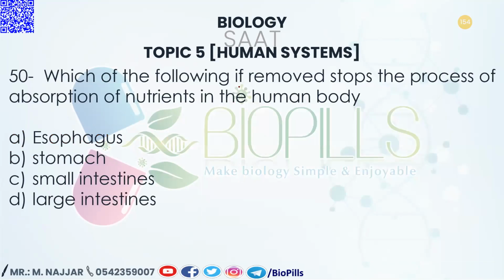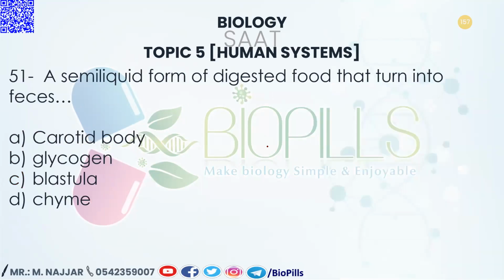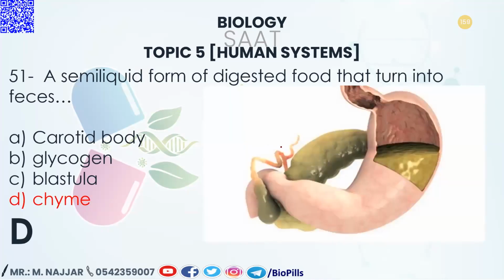Which of the following, if removed, stops the process of absorption of nutrients in the body? Actually, small intestine. He's asking where the process of absorption occurs. Perfect. Yes, in the small intestine. Which is a semi-liquid form of digested food that turns into feces? Semi-solid. Yes, it is the chyme, semi-liquid.